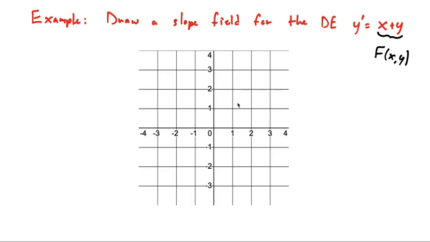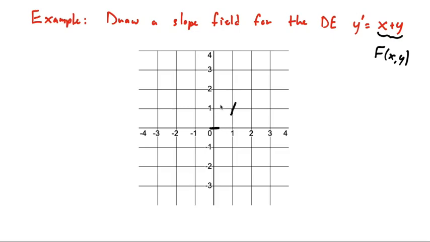We want to create the slope field, which we do by taking a sampling of points in the plane, and at each point, we plug the x and y values into the differential equation and sketch a small line segment having that slope. For instance, at (0, 0), we have x equals 0, y equals 0. Plug those into the function here, and we have 0. So we sketch a short line segment with a slope of 0. At (1, 1), we have 1 plus 1 equals 2. So we sketch a short line segment with a slope of approximately 2.